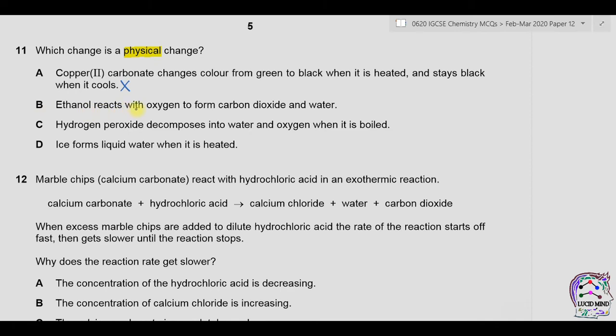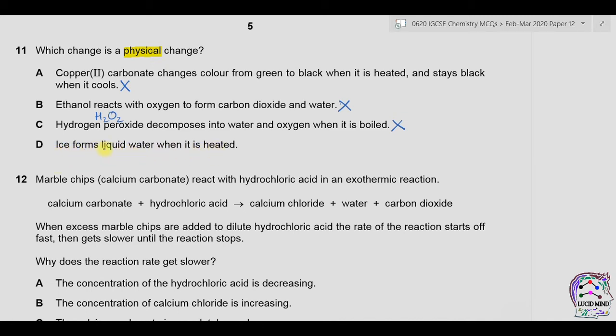B. Ethanol reacts with oxygen to form carbon dioxide and water. Again, this is a chemical reaction, the oxidation of ethanol takes place and it forms carbon dioxide and water. C. Hydrogen peroxide decomposes into water and oxygen when it is boiled. C is also a chemical reaction in which hydrogen peroxide, which is H2O2, converts into oxygen and H2O, so it cannot be reversed. D says ice forms liquid water when it is heated.